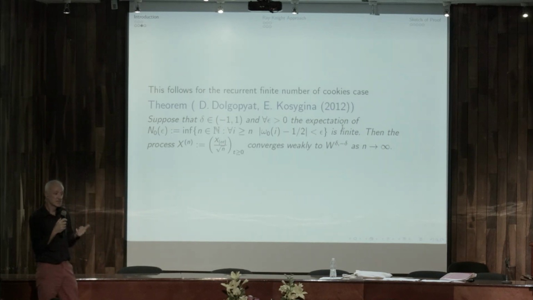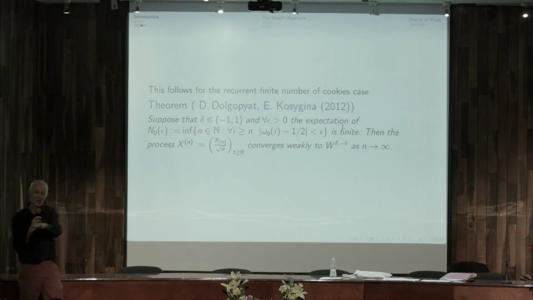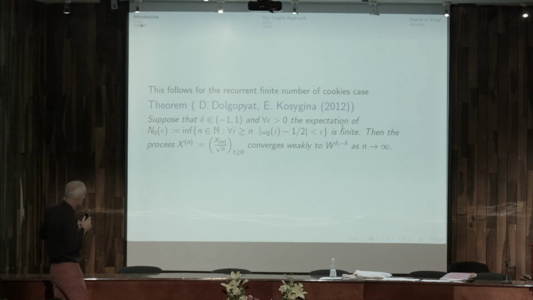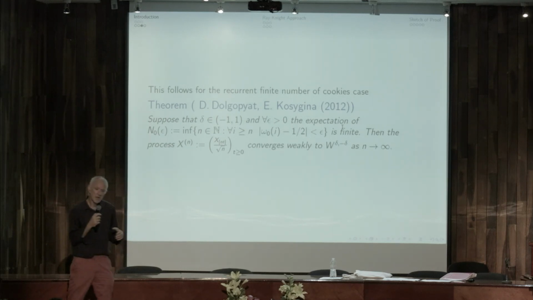Notice there is no sigma in here, but that's to be expected because when you've used up the cookies, you're moving like a simple random walk, and that's going to give you Brownian motion with no sigma. Okay, the proof is quite reasonable, really.